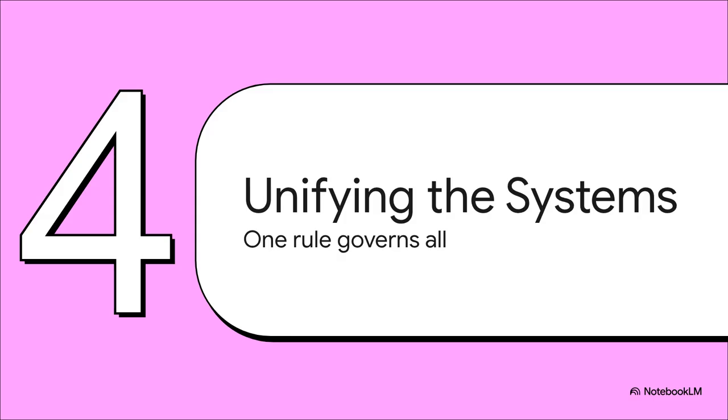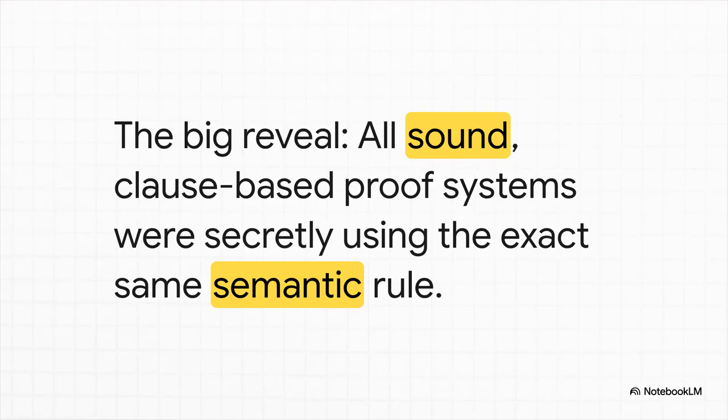All right, on to part 4, unifying the systems. So, we've got this one simple rule. How in the world does that bring order to that whole logical Tower of Babel we were talking about before? Well, here's the big reveal. It turns out that all those different proof systems, all of them, were secretly using this exact same rule the whole time. They just didn't know it. Their different rules and languages were just different costumes for the same fundamental underlying truth.